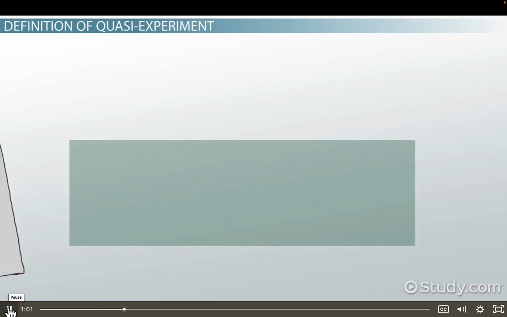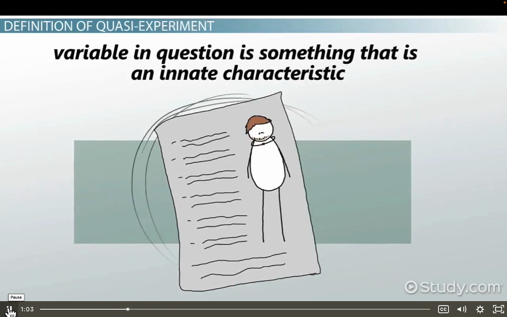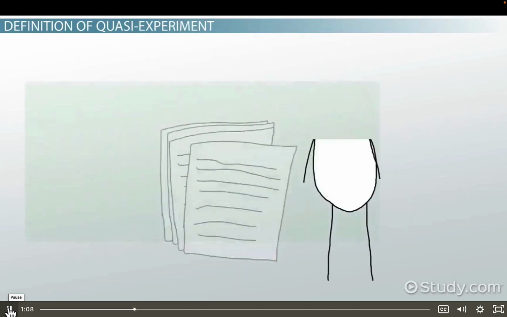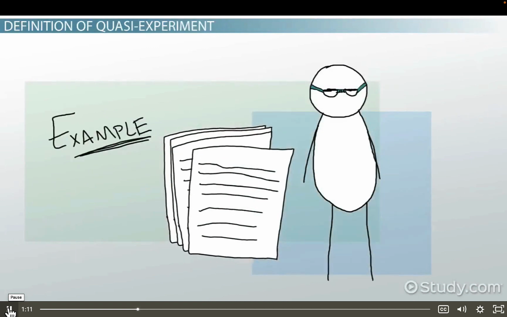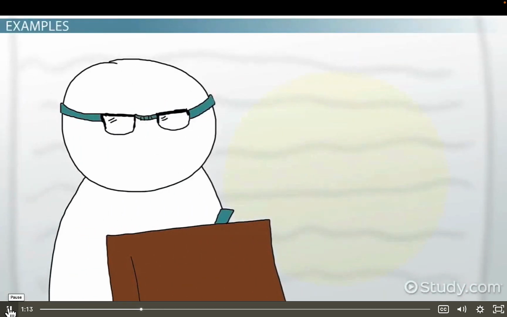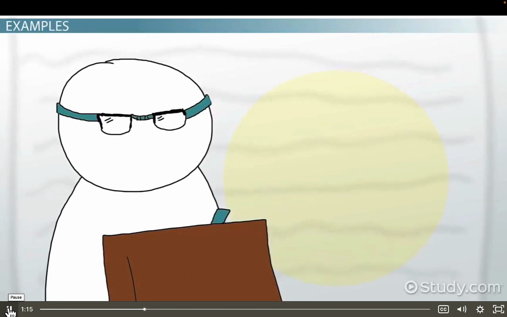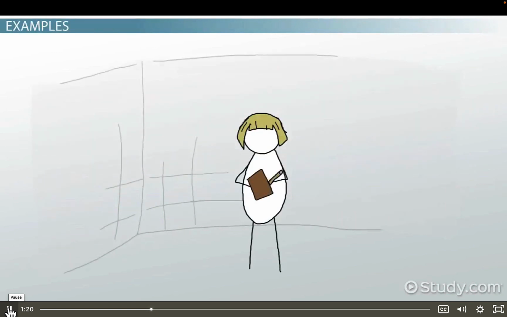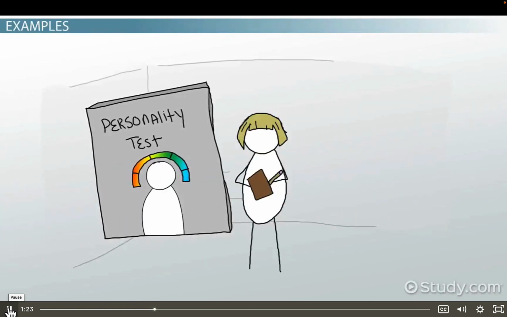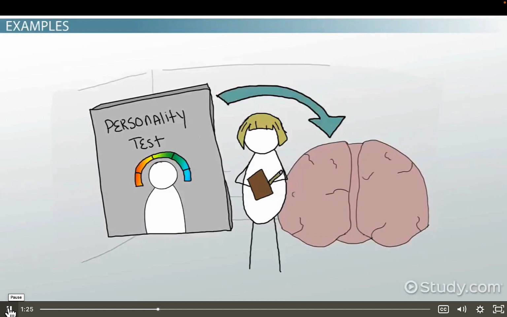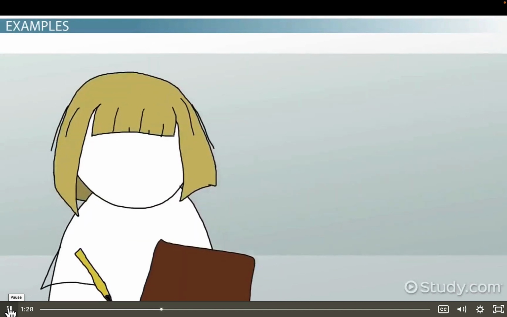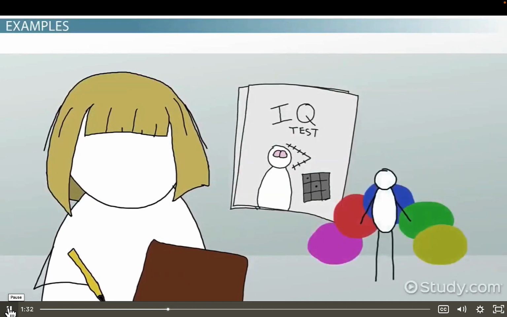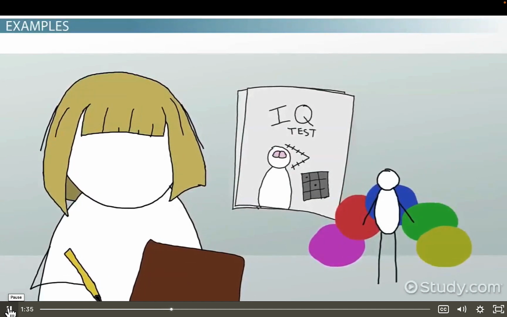Usually, this happens when the independent variable in question is something that is an innate characteristic of the participants involved. Let's look at a couple of examples to help illustrate the point. Here are 2 examples of simple quasi-experimental designs that will help you see the difference between a true experiment and a quasi-experiment. Dr. Jones is a personality expert who studies the impact that personality traits have on intelligence. For the purposes of her current research project, she is interested in examining the IQ scores of people who score highly in each of the big five personality factors.